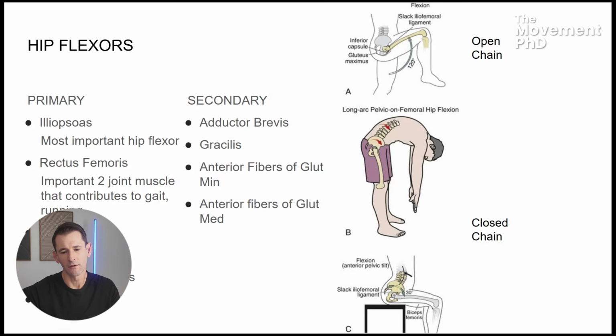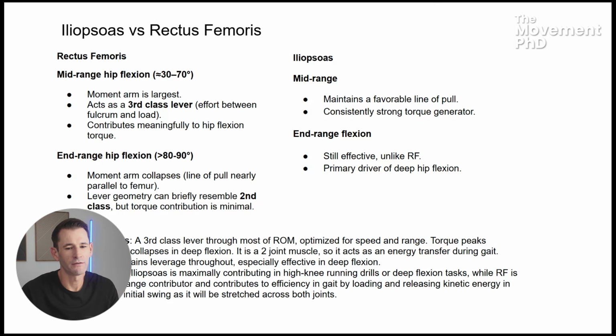They can all contribute a little bit of that hip flexion. As mentioned in the previous slide, iliopsoas and rectus femoris are your two most important hip flexors. So they generate the bulk of the hip flexion torque needed to do functional activities.